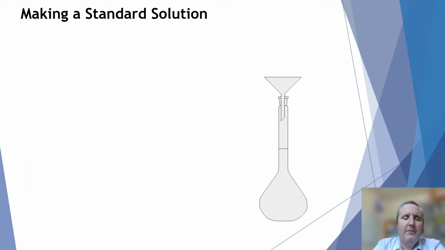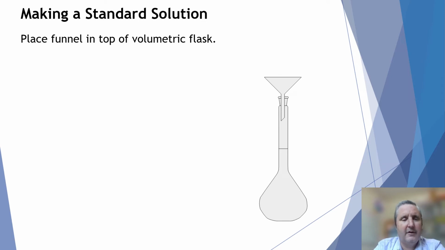So to set up to put this in our volumetric flask, we've got our volumetric flask here, which, by the way, we have rinsed with distilled water before we started. We need to make sure there's nothing inside this flask, no other particles apart from pure distilled water or deionized water. Then we put the funnel in the top, and we're going to pour the solid into the volumetric flask.